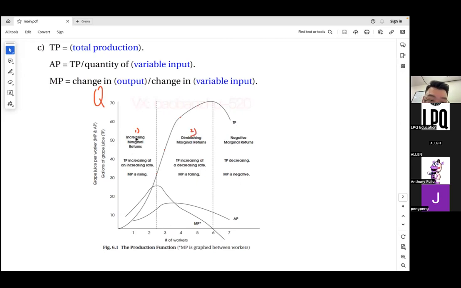The first one, just like what we did in the table, is called increasing marginal return. It's called increasing marginal return because in the first part you see the MP increasing. In the first stage, your factory, your business, can be more productive.